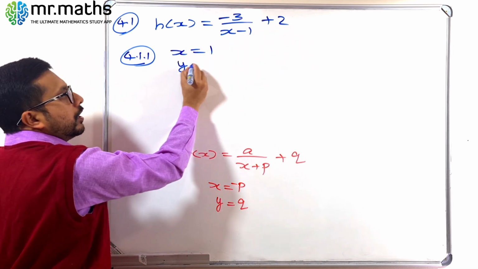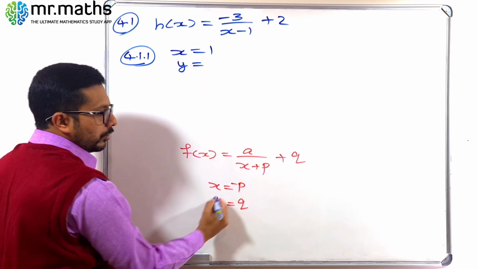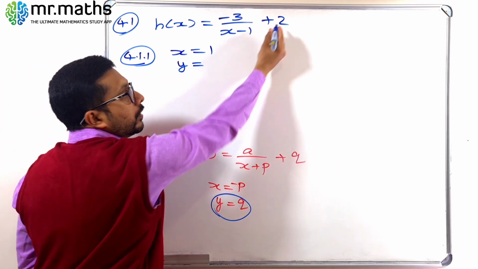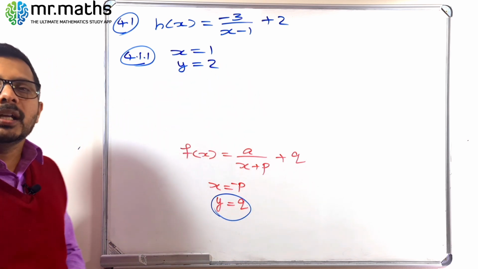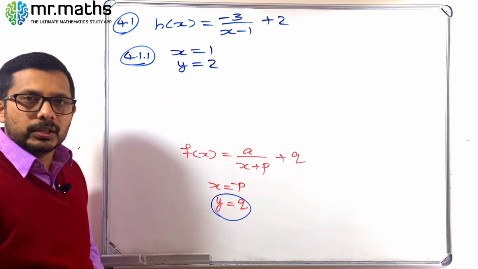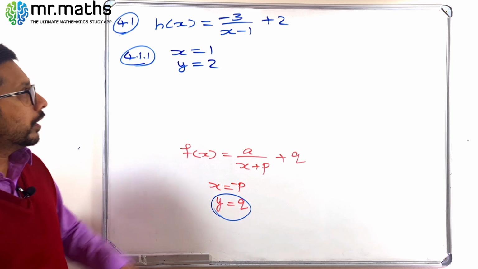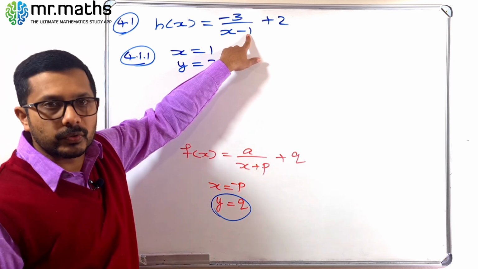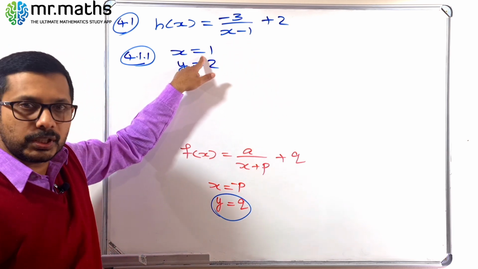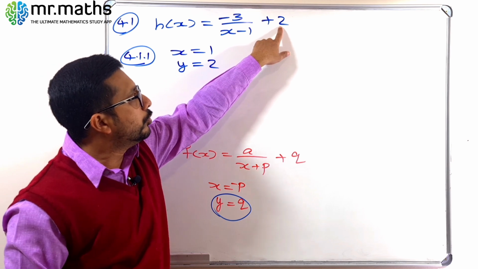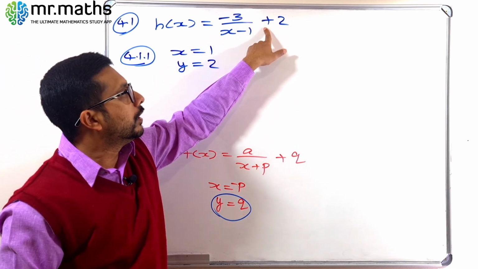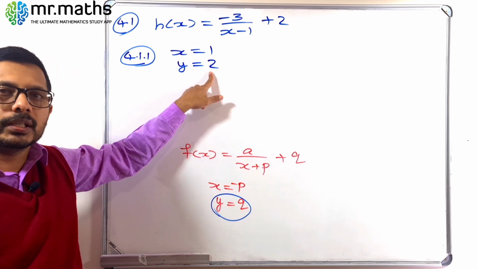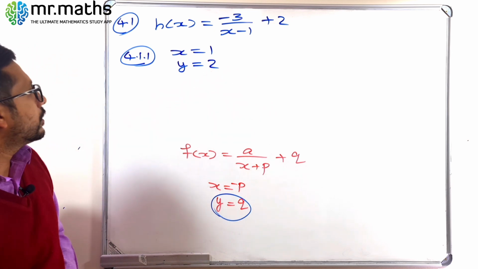No change for the other one. That one is y is equal to q. y is equal to q is the asymptote. What is the q here? It is 2. So x is equal to 1 and y is equal to 2. Those are the equations of the asymptotes. Here it is minus 1, so x is equal to positive 1, y is equal to 2, that number as it is, don't change any symbol here. Here it is plus 2, here also you have to write plus 2. So that is asymptotes.